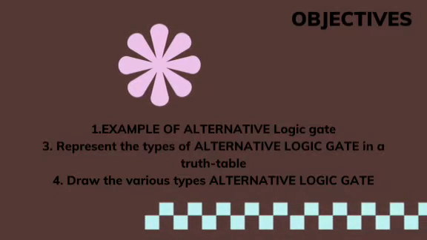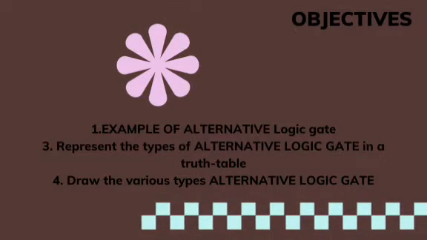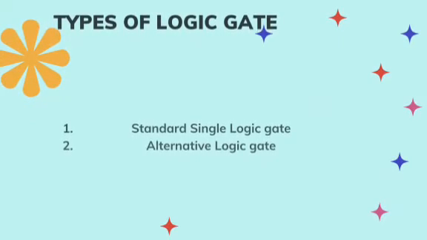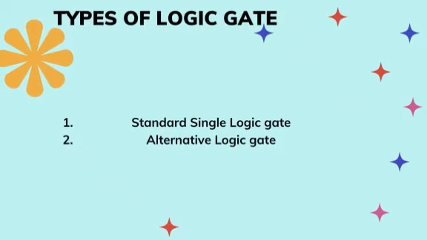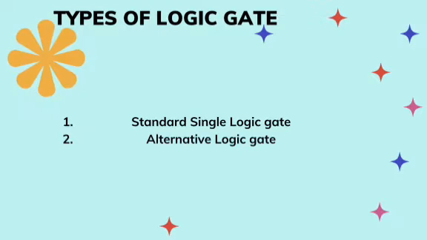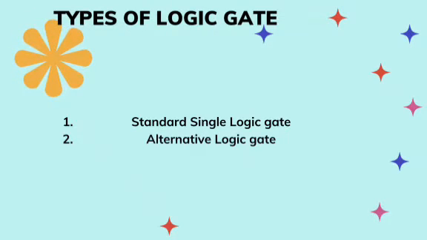Initially in our previous class, we emphasized logic gates, where we said that there were two types of logic gates. We said there were standard single logic gates and alternative logic gates. In that class, we discussed extensively the standard single logic gates. In this class, we'll be talking about the alternative logic gates.